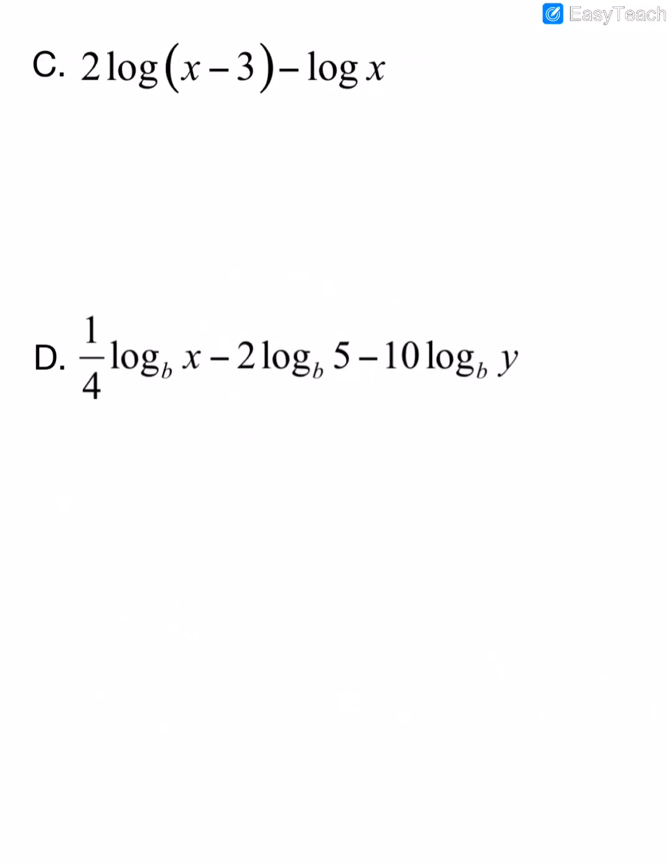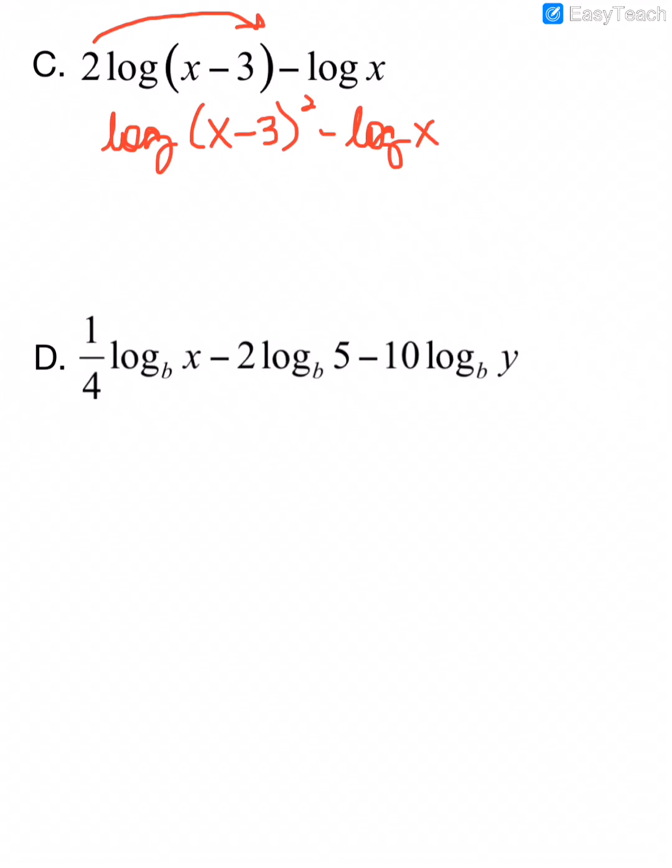All right, here we have a 2 as our coefficient that needs to be brought as the power on that x minus 3. And this time we are subtracting, so that means we need to put them together using division. So first of all, we have log of x minus 3 squared. Okay, and now we're going to put these two logarithms together, and we would get log of (x minus 3) squared over x.